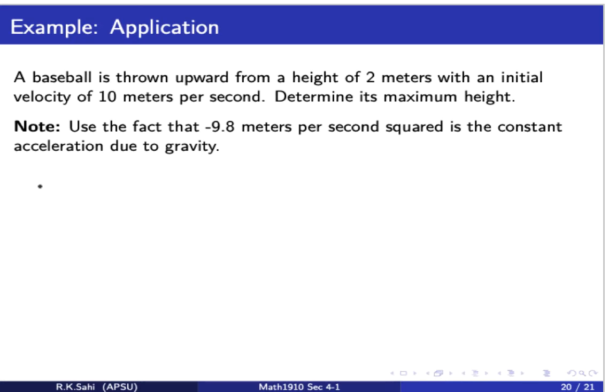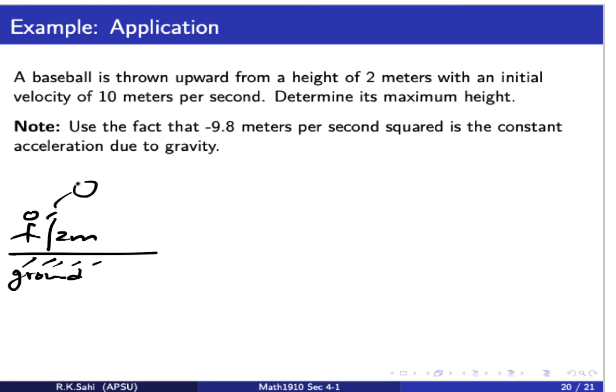So let's look at this one. Here's a person. He throws the ball. This is when he throws the ball, and here's the ground. The height from which he throws the ball is 2 meters. So this is a ball, guys, which has been thrown with the velocity of 10 meters per second.